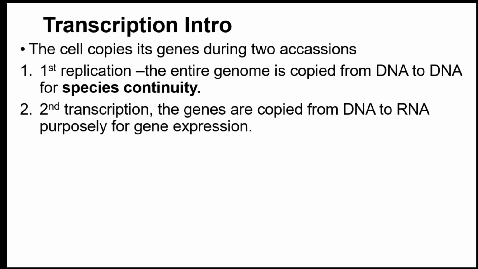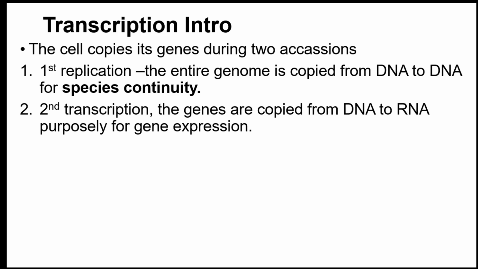Transcription. We basically have two occasions when DNA is copied. The first is replication, when the entire genome is replicated. There you have DNA replicated, and you get two exact copies of DNA. This is basically done for purposes of species continuity. Before any cell divides, DNA has to be replicated such that the daughter cells have the exact DNA as their parent cells.